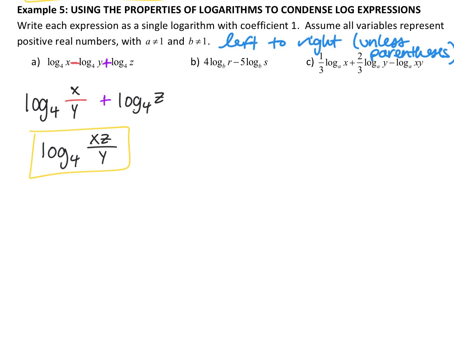My hint on the next one is you need to start by moving the 4 and the 5, make them exponents again. You are condensing, so moving everything together. Move 4 and 5 back onto r and s as exponents, and then deal with the subtraction. Can you please try that? Ready, go.